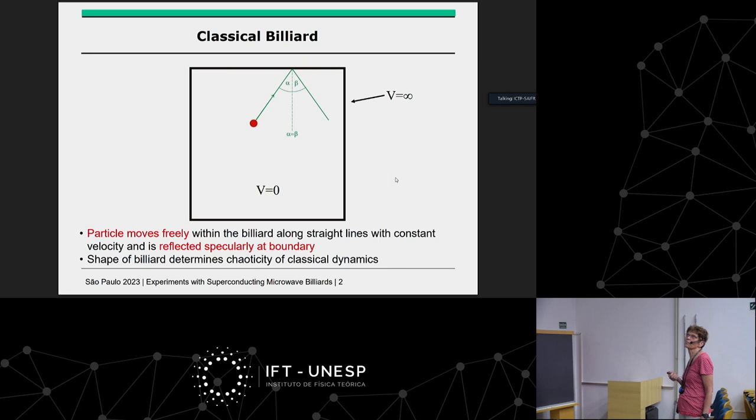If you have a point-like particle, it moves freely inside a bounded region. And when it comes to the boundary, then it's reflected according to the rules of mirror reflection. And the nice thing about such billiards is that you just need to change the shape of your billiard and you can produce anything between integrable and fully chaotic. So therefore, this is a system which is used, or was used, a lot in the context of quantum chaos.